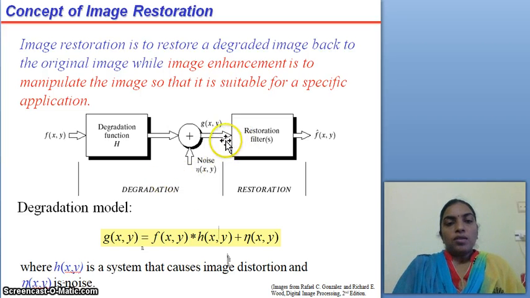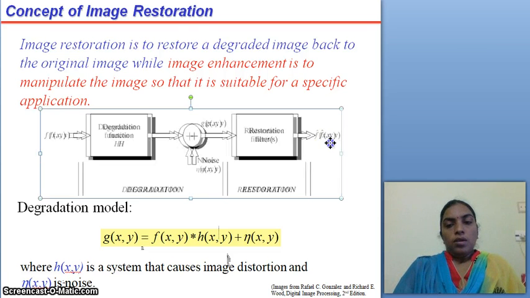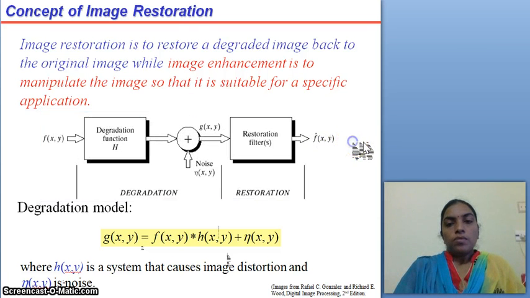Here one image is there that is degraded. Let it be g of x comma y. The degraded image is applied to one system, which is called the restoration filter. This restoration filter, or the system, converts this degraded image into the proper or desired output image.